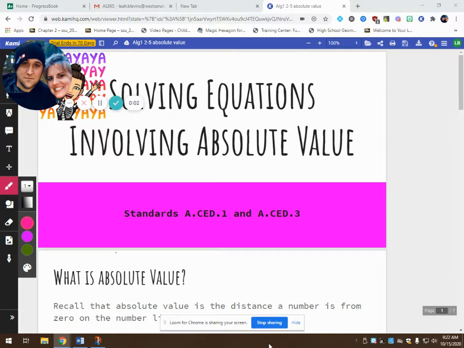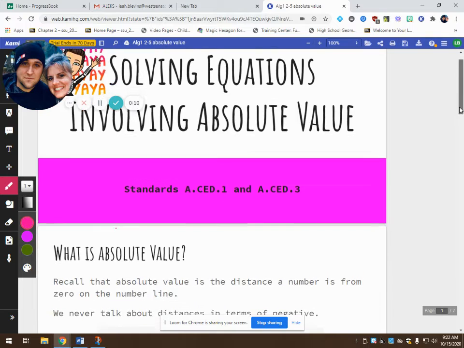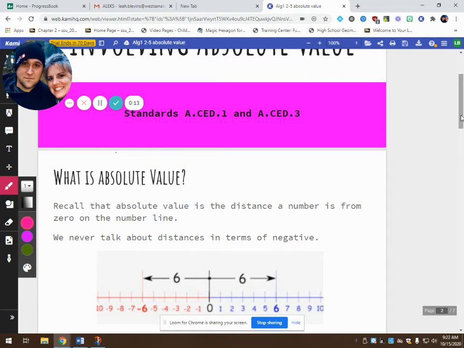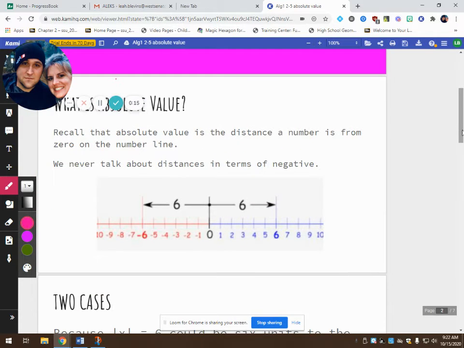Guys, we're going to start today's lesson with looking at solving equations involving absolute values. So we've talked about absolute values previously. Just a reminder, I want you to recall that the absolute value is the distance a number is from zero on the number line. So we don't ever talk about distances in terms of negative numbers. We always talk about them in terms of positive.